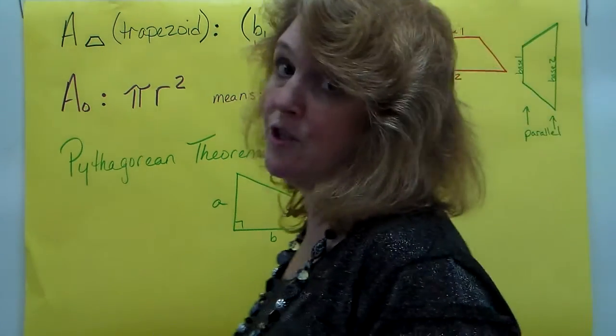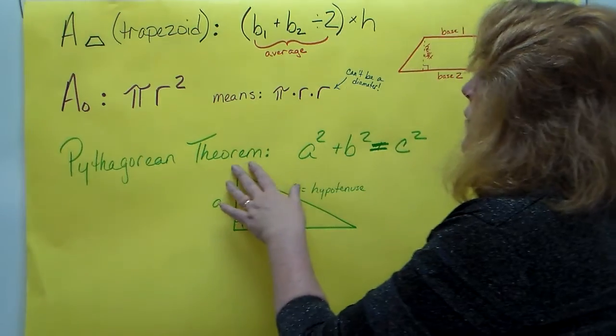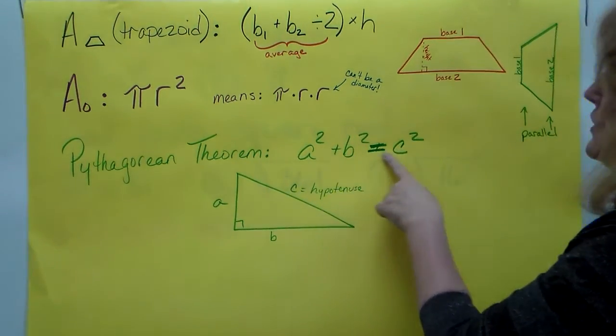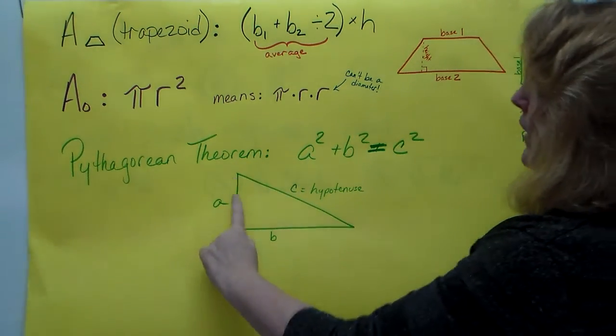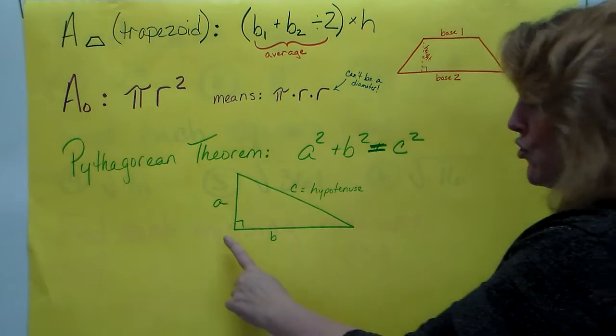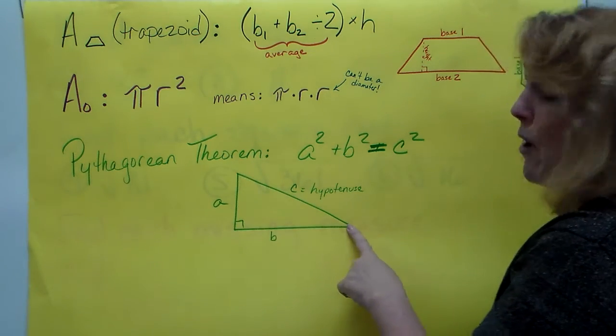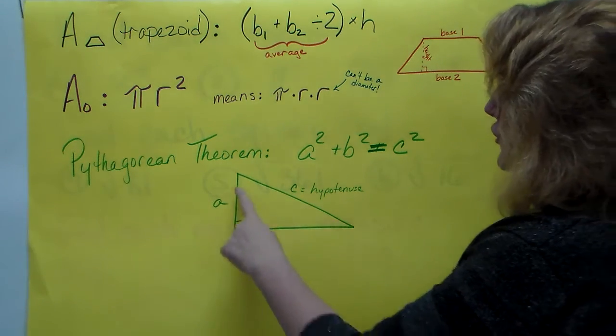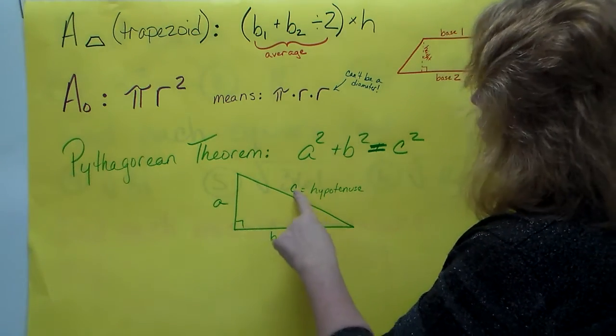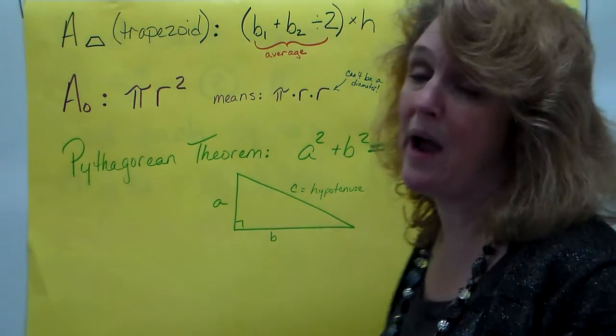And then the last thing you learned in Chapter 9 was the Pythagorean theorem. That's a squared plus b squared equals c squared, where a and b are the legs of your right triangle and c is your hypotenuse. And you can solve for a or b, or you can solve for c depending on what you have.